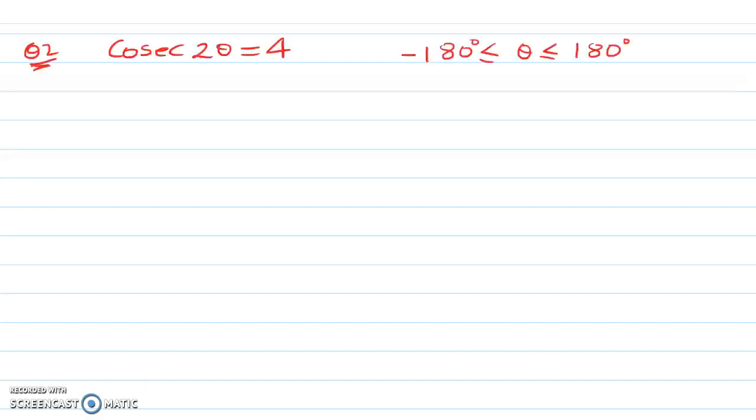So another question is: cosec 2 theta is equal to 4, and theta is running between minus 180 and plus 180. Now if you see here, theta is not alone, it is 2 theta, a multiple of 2. So let's multiply by 2 here. If you multiply by 2, it will be minus 360 degrees, and if it is multiplied by 2 here, it will be 2 theta and 360 degrees.